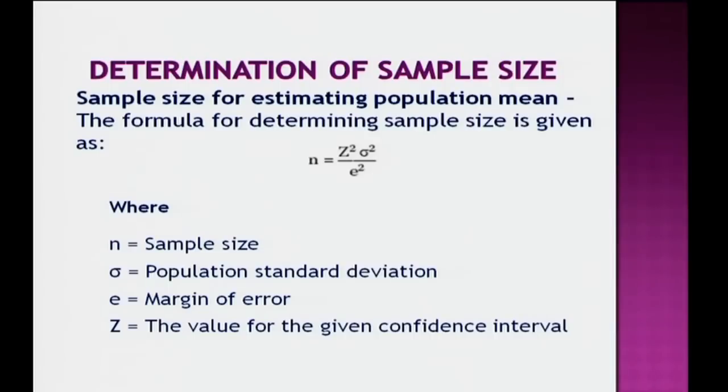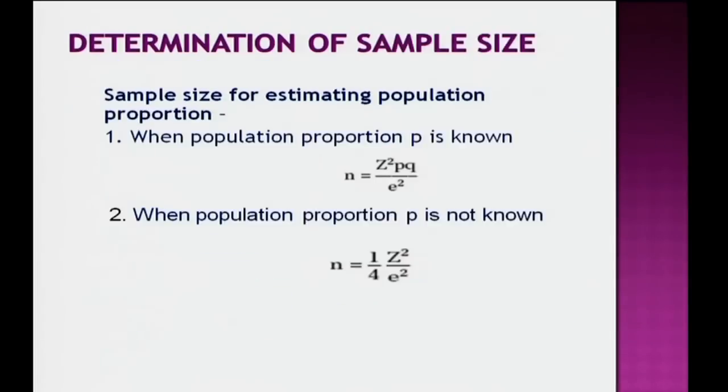This is x bar minus mu, sample information minus population information. Then from there we reach this formula, and z is the kind of confidence we would like to have, population standard deviation information we have, and then we can calculate the sample size. That was in case of average, mean.